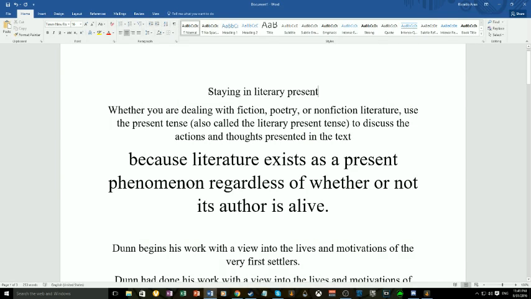Today I'm going to talk to you guys about staying in literary present. Whether you're dealing with fiction, poetry, or non-fiction literature, use the present tense, also called staying in literary present, to discuss actions and thoughts presented in text. Why? Because literature exists as a present phenomenon regardless of whether or not its author is alive.